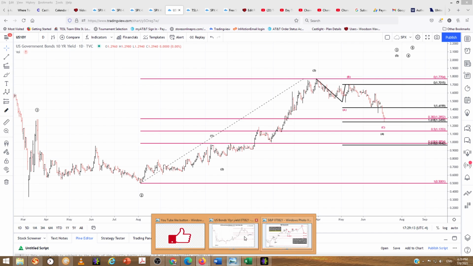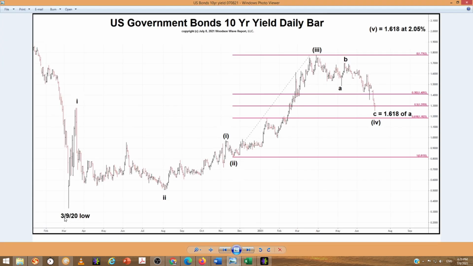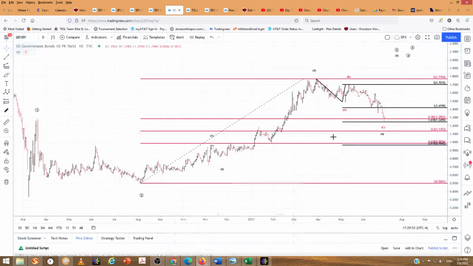So I think I have the bonds here. Here we go. Same chart. There's the March 2020 pandemic low. There's 1 up. There's 2 down. Here is 3 subdividing or extending. 1 of 3, 2 of 3, 3 of 3, A, B, C. C equals 1.618 of A. There is 4, and wave 5 is a 1.618 multiple at 2.05%, and it gains equality with 1 right near the wave 3 high, which would be a double top at 1.77%. So that's what we're looking at for bonds. We'll see how that plays out over the next couple days.